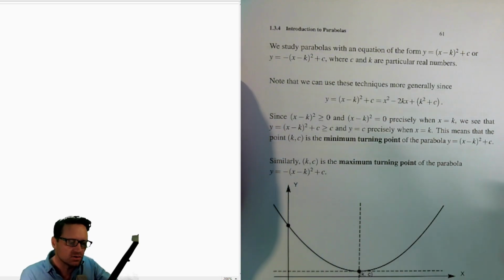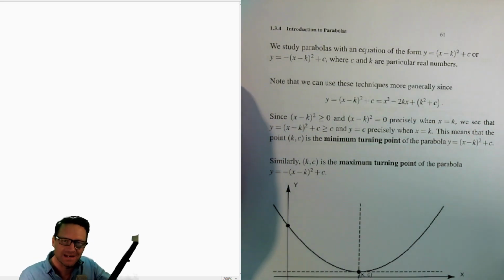Welcome. So today we're going to look at parabolas. We'll start with an introduction to parabolas, and mainly we're going to focus on various ways to sketch parabolas.